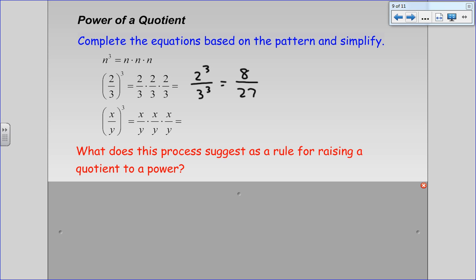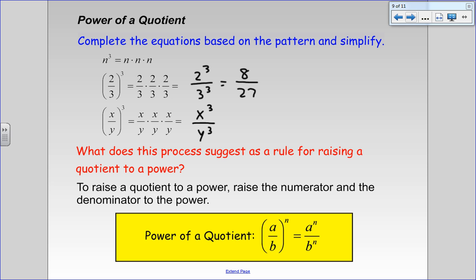And similarly, in our third equation, we have the quantity x over y cubed. That's x over y times x over y times x over y, or x cubed over y cubed. And we can see if we compare the problem to the answer once again that we've actually raised both the numerator and the denominator to that same original exponent of 3. So this process suggests a rule for raising a quotient to a power. To raise a quotient to a power, raise the numerator and the denominator to that power. And this can be expressed algebraically. The quantity a over b to the nth power equals a to the nth power over b to the nth power.